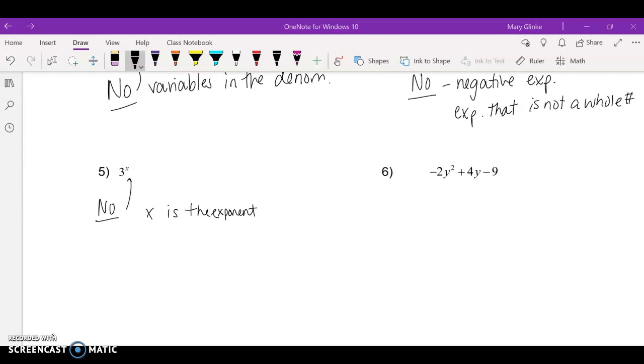Looking at number 6, every single term, the exponents are whole numbers. There's no fractions, there's no negatives, there's no term that has a variable in the denominator. So yes, this is a polynomial. And there are 3 separate terms here, which means this one is going to be called a trinomial.